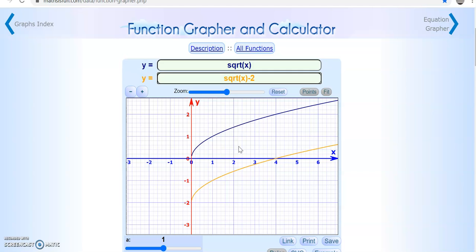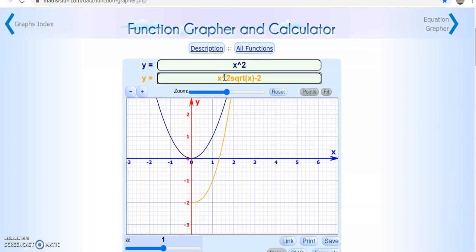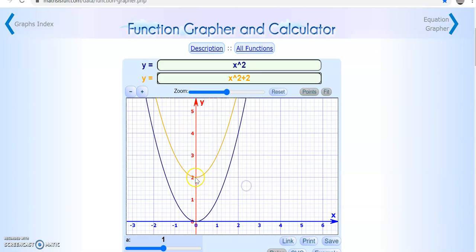Also, for example, if we do a parabola, if we have x squared, I could add to x squared. If I subtract 2, as you can see, it's moved down, but if I change it to +2, the graph is moved up. Okay, that's the first translation.